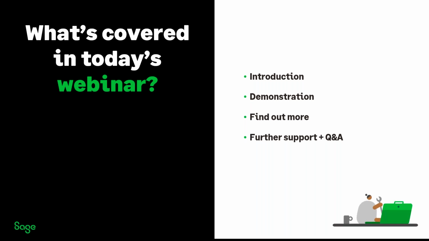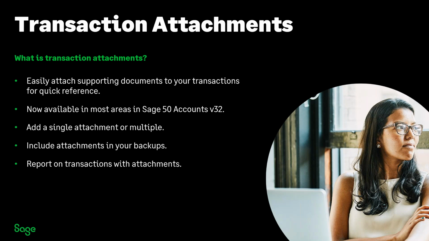So transaction attachments, what actually is it? Well, it's a way of easily attaching your supporting documents. So if you emailed a document, or maybe your colleague incurs an expense, they take a photograph of that on their phone and message it across to you. As well as being able to enter that transaction into Sage Accounts, you can attach that image or whatever the other document is to the transaction.